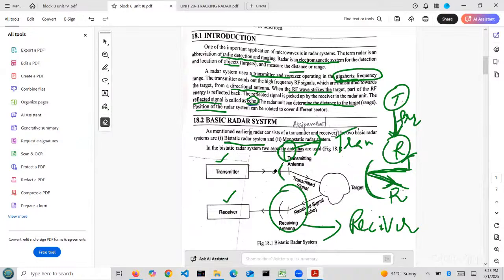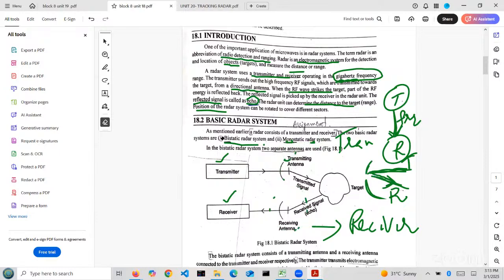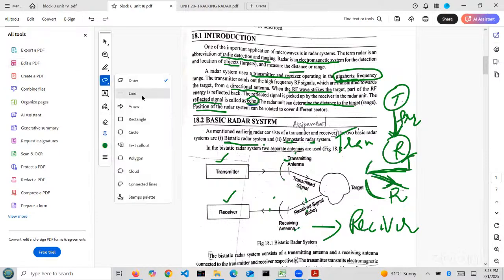When we transmit the first signal, where is it going? The signal is going to the target material. The first signal, whatever I sent, is going to the target material. From the target material, again, which side does it come to? It is coming to the receiver side.